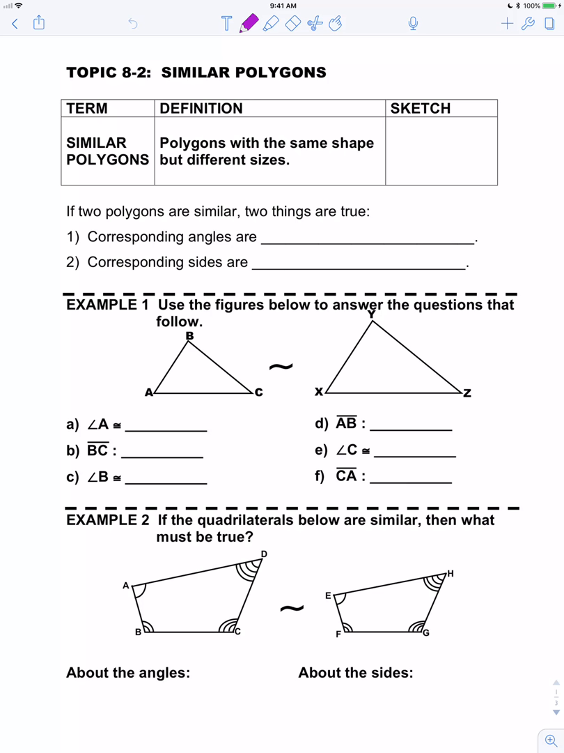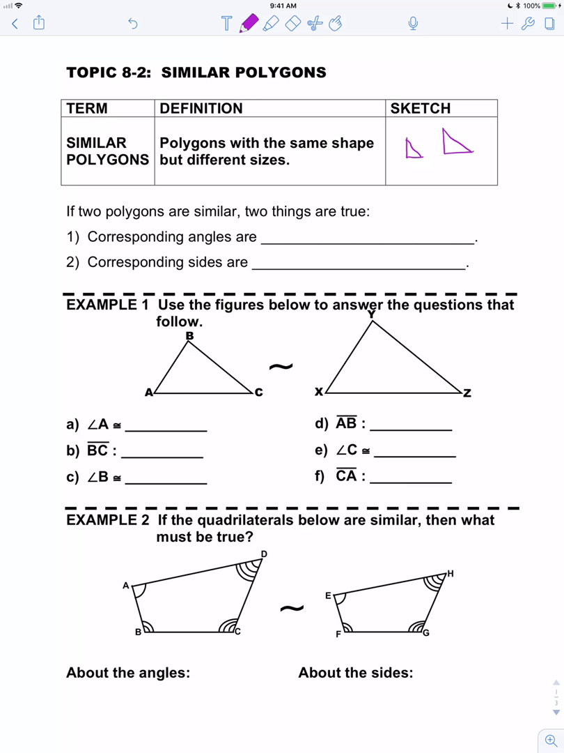Today we're talking about similar polygons. Similar polygons are polygons that have the same shape, but they're different sizes. So maybe you've seen a small triangle and then a big triangle, and if we say that these are similar to each other, then that means they're proportional to each other, but not everything is equal.